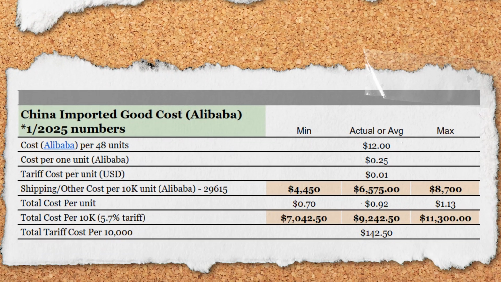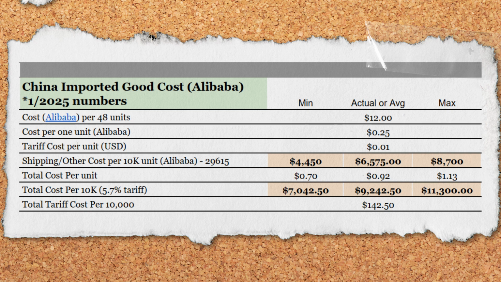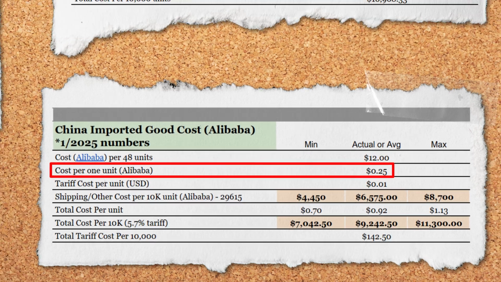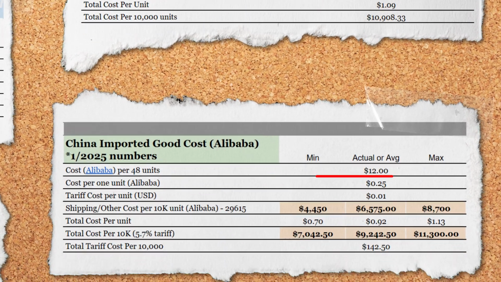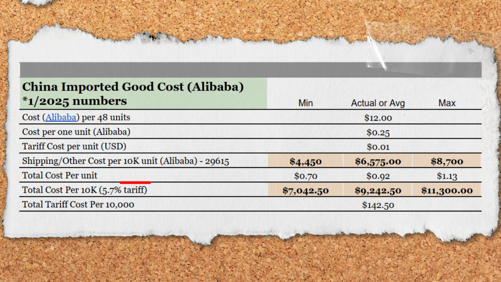Then, you find a comparable product on Alibaba from China, finding that the cost per unit is only 25 cents, much lower than the Uline offering of 77 cents per unit. You then look at the tariff cost per unit, finding that with a 5.7% tariff on the value of this good, each unit has an additional 1 cent tariff cost, meaning that for every unit of this product imported, the US company would pay an additional 1 cent USD per unit. This is used to help encourage turning to domestic suppliers for this product, as these costs can add up.